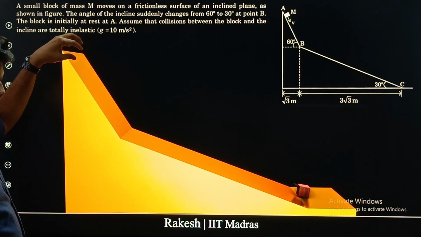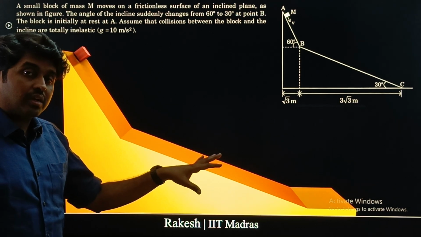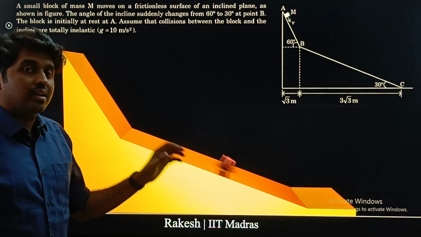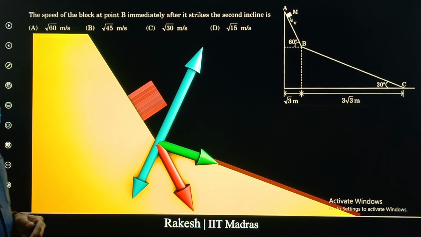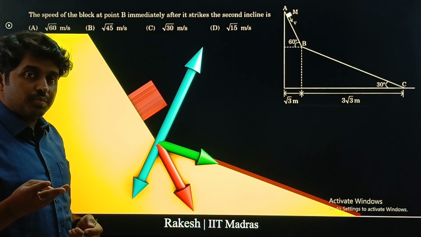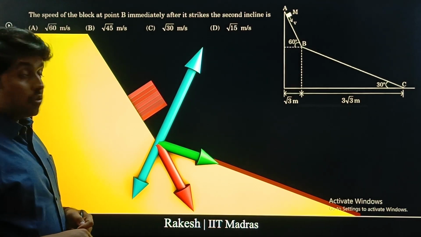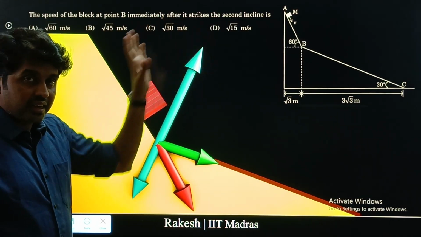So from here this block is released and we need to assume any collisions that the block makes with the inclined plane are completely inelastic. Okay. So this is a paragraph question and there are 3 questions under this paragraph. Let us move on to the first one. The speed of the block at B immediately after it strikes the second incline.